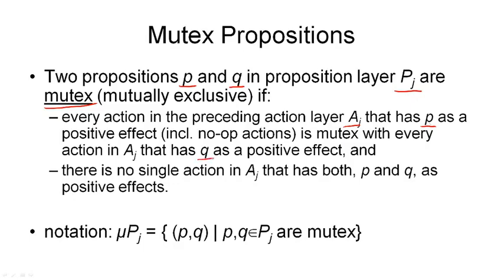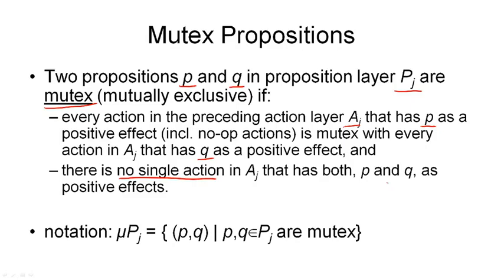So if we find a pair of actions in the action layer Aj that have P and Q as effects respectively, and these two actions are independent, then we know that we can also have P and Q as propositions in the following proposition layer. And the other way in which we can have P and Q compatible in the following proposition layer is if there is a single action in Aj that has both P and Q as positive effects. If there is no such action, then the two propositions may be mutually exclusive.